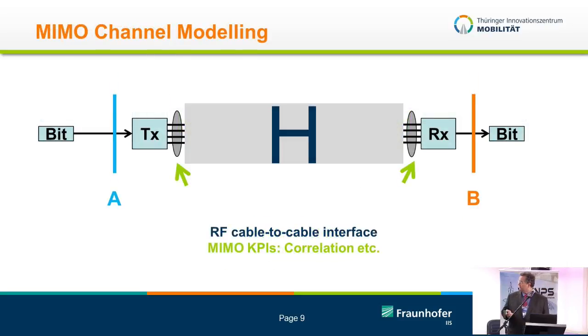So when we go to MIMO channel modeling, it's basically the same thing, except that now we have a couple more cables. That's the typical way of looking at a MIMO system. And of course, you now get a couple more MIMO-related KPIs in order to test these things, where you can measure correlations and what else.